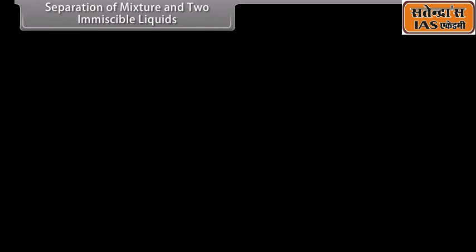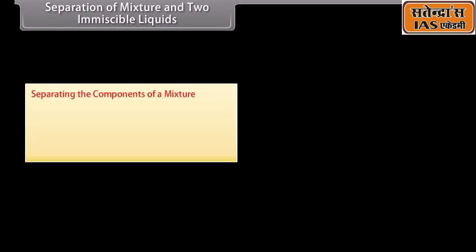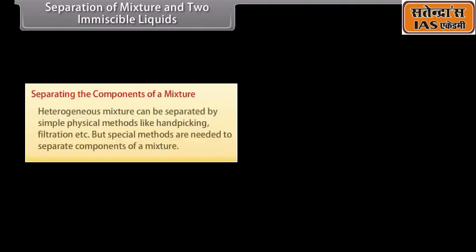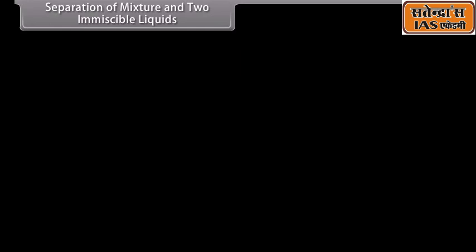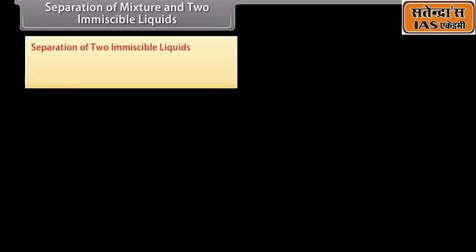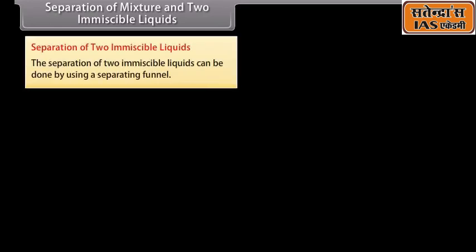Separation of mixtures and two immiscible liquids. Separating the components of a mixture. Heterogeneous mixtures can be separated by simple physical methods like hand-picking, filtration, etc. But special methods are needed to separate components of a homogeneous mixture. Separation of two immiscible liquids. The separation of two immiscible liquids can be done by using a separating funnel.